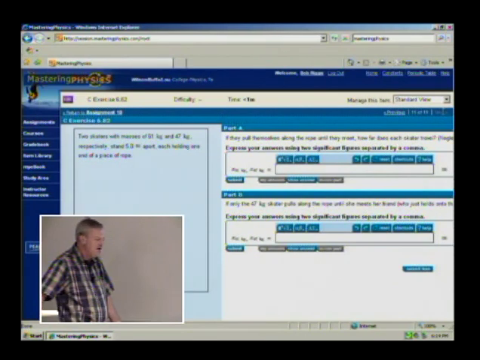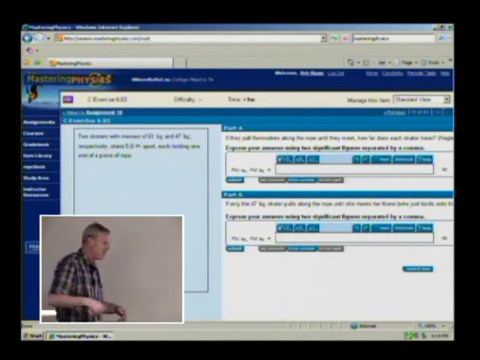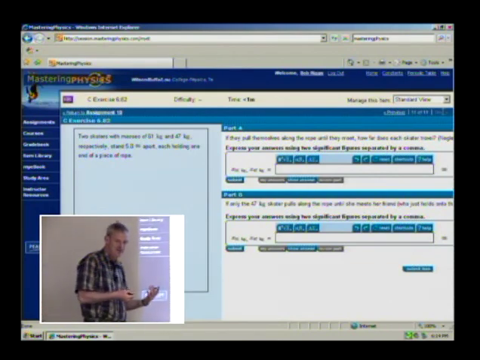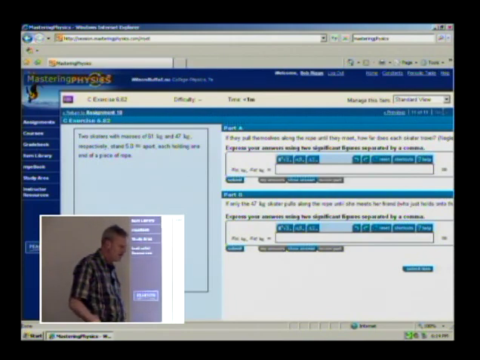It says two skaters, with a mass of 61 kilograms and 47 kilograms, are holding a rope. Have you all ever done this, like on a pond or anything, and pulled? No? Okay. No ice skaters out there?